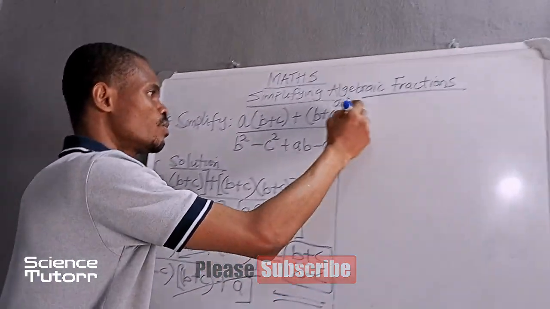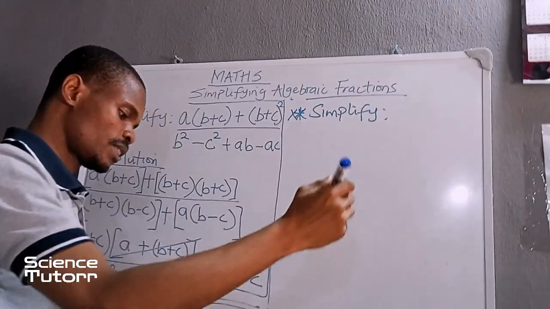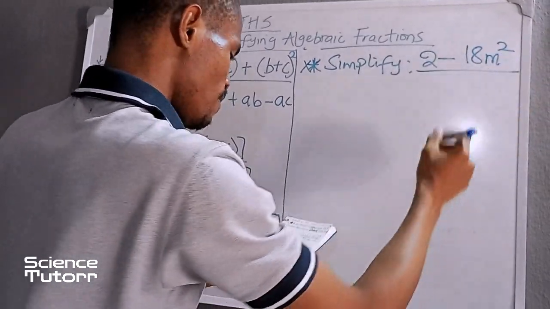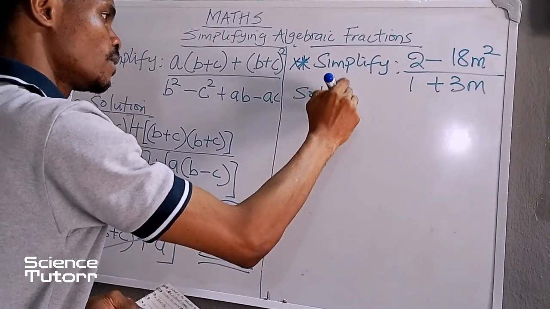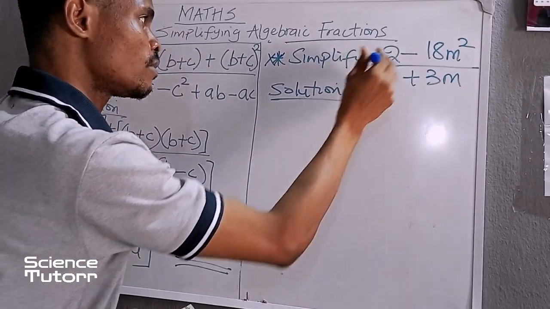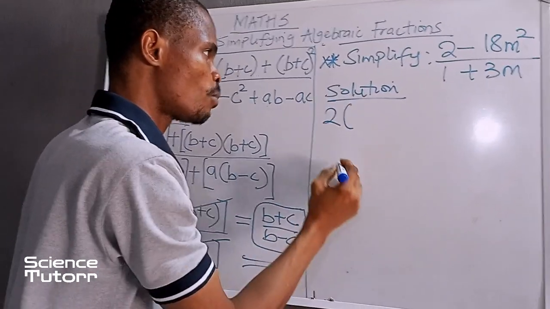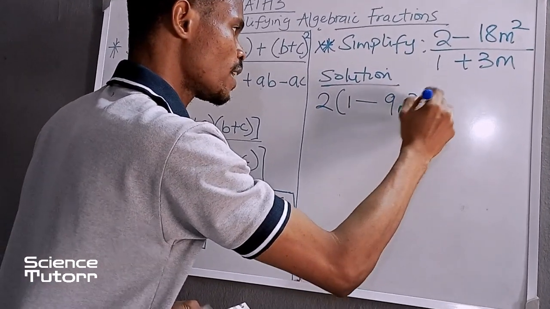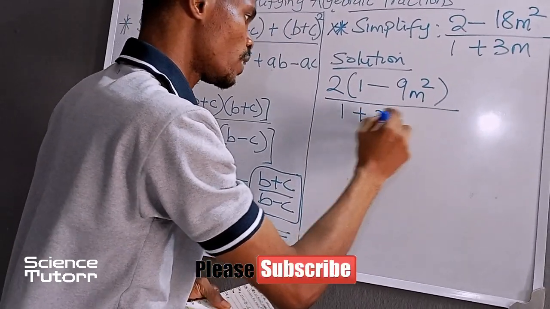So on to the next question. We are still simplifying. The question says simplify 2 minus 18m squared divided by 1 plus 3m. Now, how do we go about it? Now, 2 is an even number, 18 is an even number, so I can coin out the like term there. So 2 is common to both 2 and 18. Open bracket, I have 1 because 2 times 1 gives me 2, minus 9m squared because 2 times 9 gives me 18. All divided by 1 plus 3m.